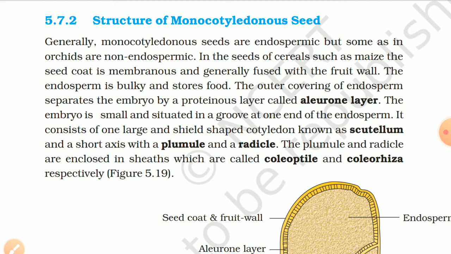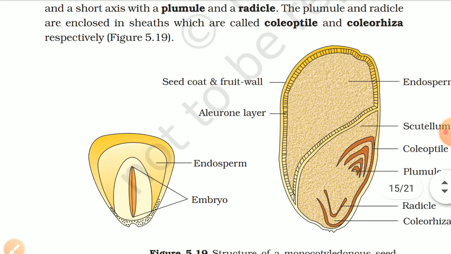The outer covering of endosperm separates the embryo by a proteinaceous layer called aleurone layer. The embryo is small and situated in a groove at one end of the endosperm. It consists of one large and shield-shaped cotyledon known as scutellum and a short axis with a plumule and a radicle. The plumule and radicle are enclosed in sheaths which are called coleoptile and coleorhiza respectively. Figure 5.19.